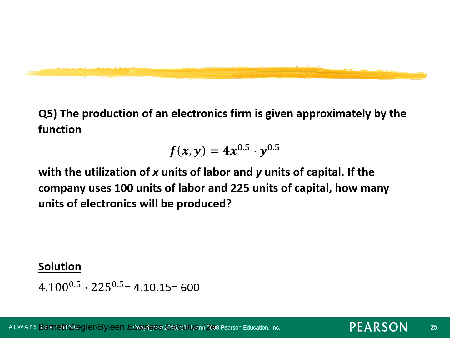So the other question is, the production of an electronics firm is given approximately by the function f(x,y) equals this, with the utilization of x units of labor and y units of capital. If the company uses 100 units of labor and 225 units of capital, how many units of electronics will be produced? Now, we are going to put 100 when we see x, which is labor, and 225 when we see y, which is capital, and the answer will be 600.